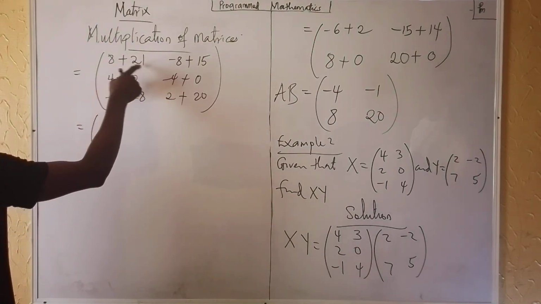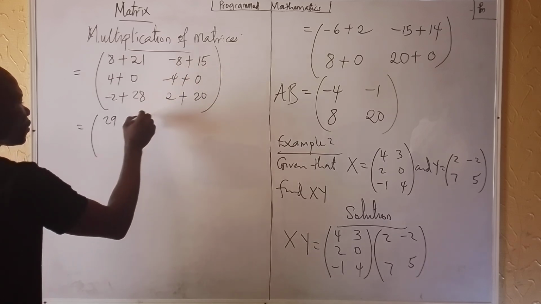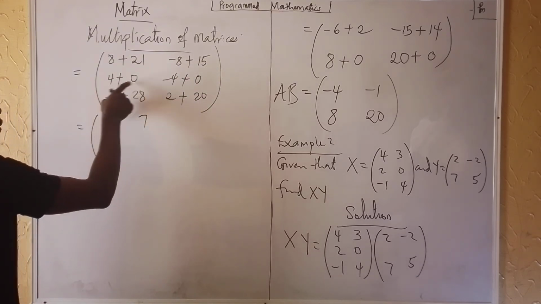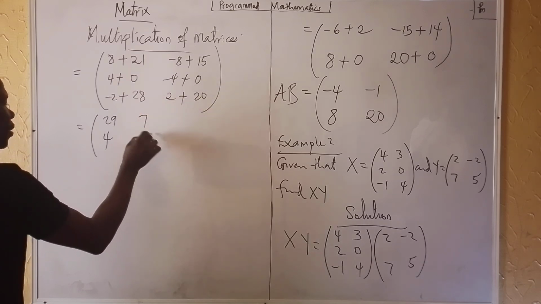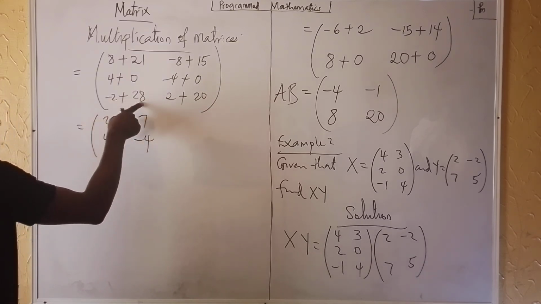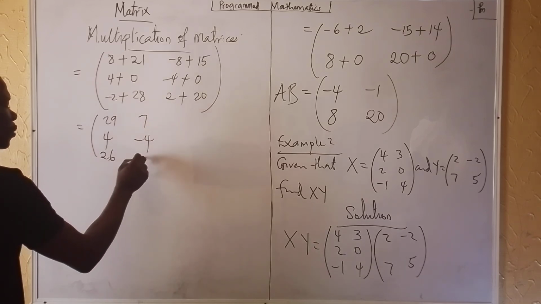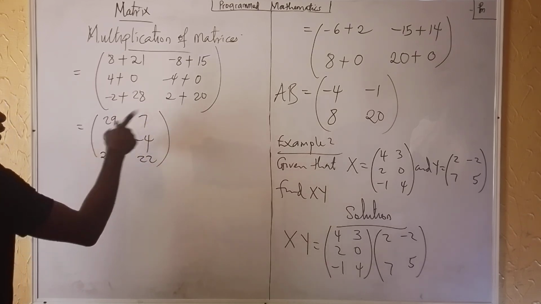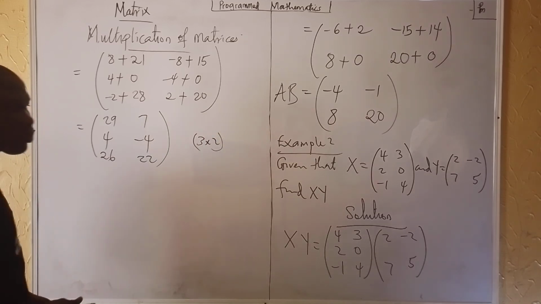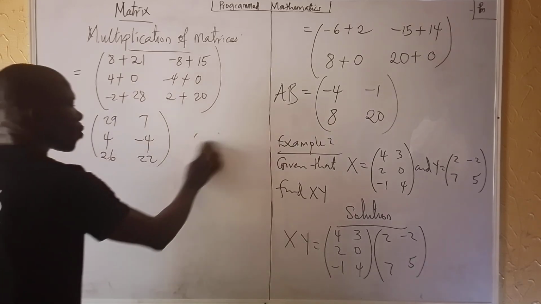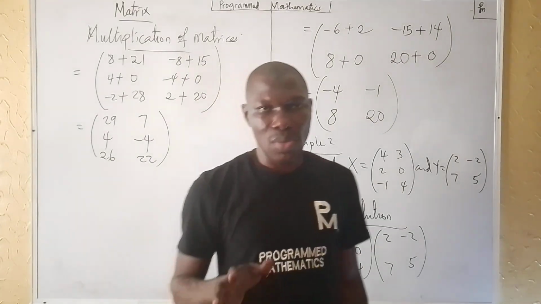So this 8 plus 21 is 29. Minus 8 plus 15 is 7. 4 plus 0 is 4. Minus 4 plus 0, minus 4. Minus 2 plus 28, that's 26. 2 plus 20 is 22. So if you look at the dimension now, 3 rows, 2 columns. That's 3 by 2. Okay, so multiplying matrices can be very simple.